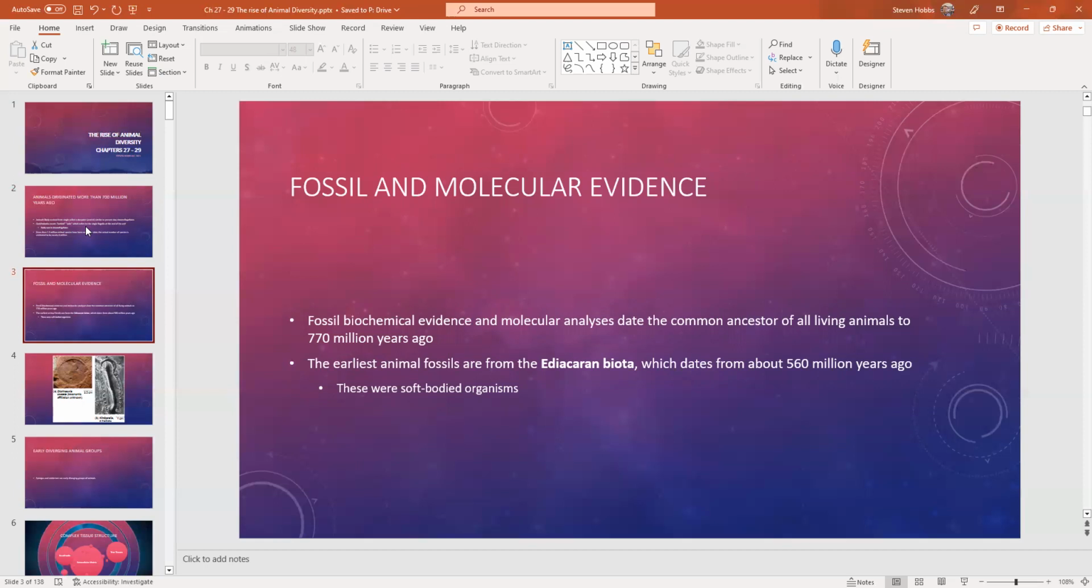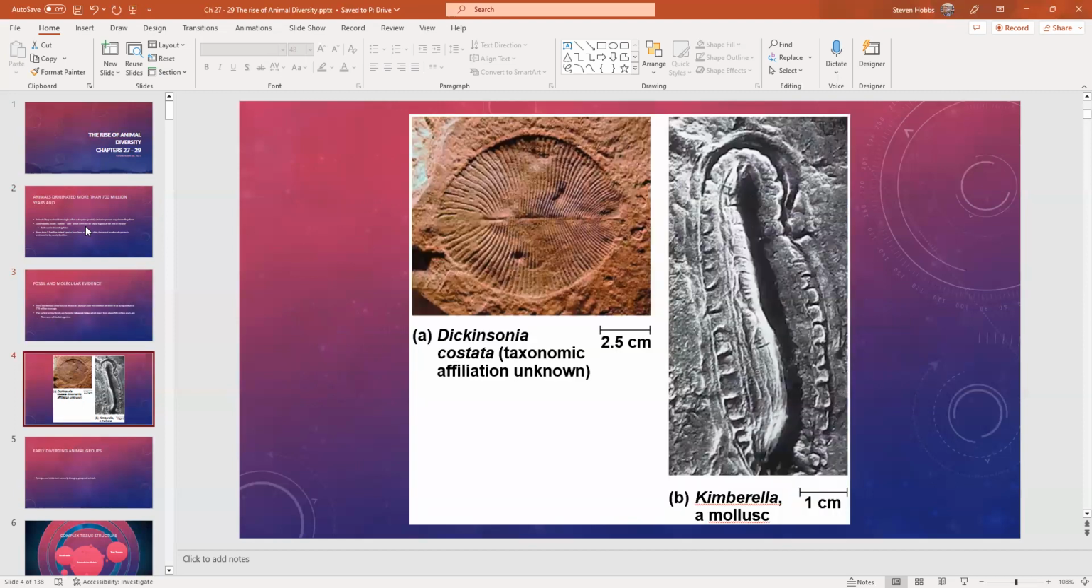So the earliest animal fossils are from the Ediacaran biota. So that dates around 560 million years ago. They're still soft-bodied. They haven't started the arms race just yet. They're working on it, but we're going to talk about that arms race as we continue throughout the rest of this lecture. So Dickinsonia is here, Cambriella is here. That's a type of mollusk. So we have these fossils, and we can find those in the Ediacaran Mountains of Australia.